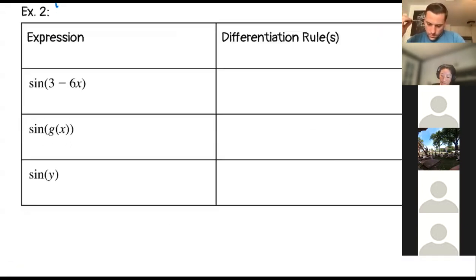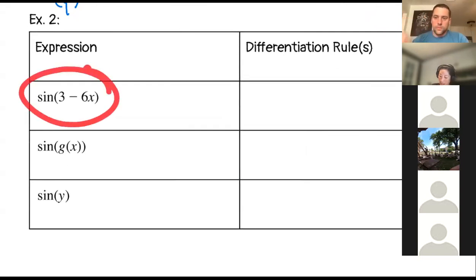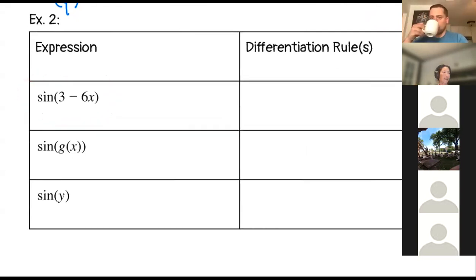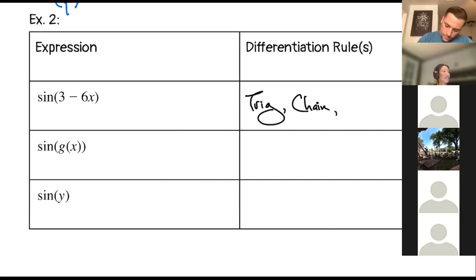All right, so sine of 3 minus 6x. What rule or rules do we need to find that derivative? Yep, I agree. We're going to need trig. What else? Oh, chain rule. Anything else?